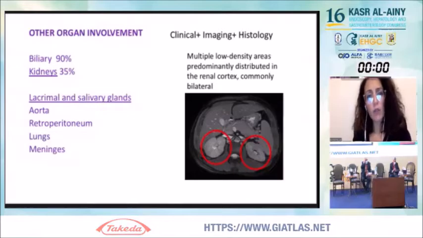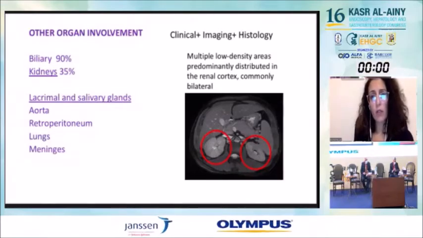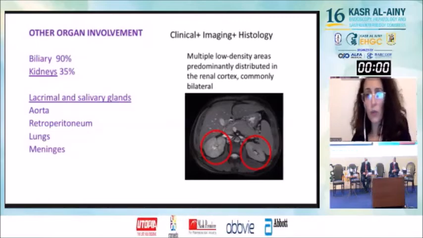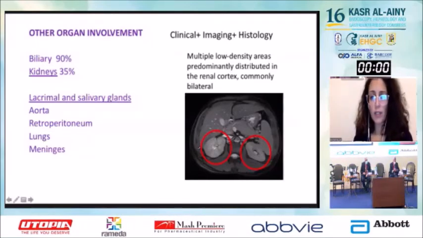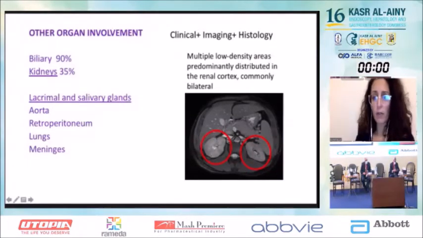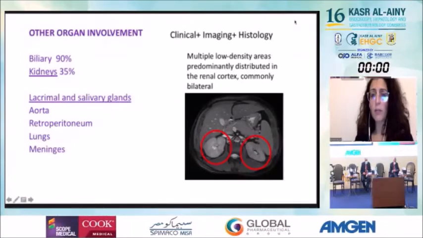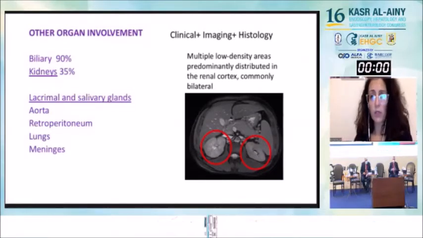Kidneys are involved in 35% of pancreatitis cases too. And in our patient, if you paid attention before, in the MRI I showed you, he had swollen kidneys that were bilateral, homogeneous, and with all the typical findings of kidney involvement in IgG4 disease, which is multiple low density areas predominantly distributed in the renal cortex, and it is commonly bilateral, and it was the case in our patient.